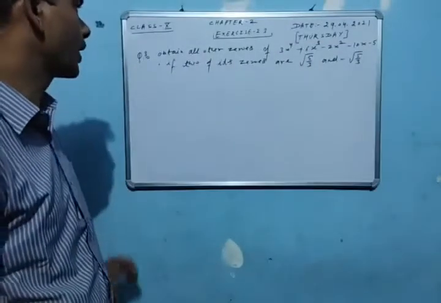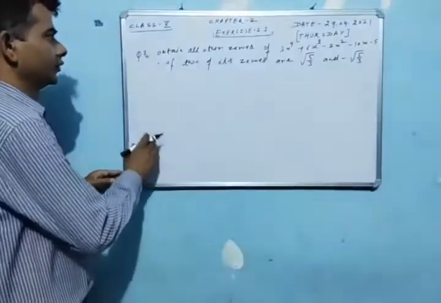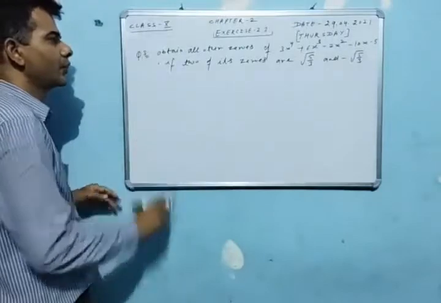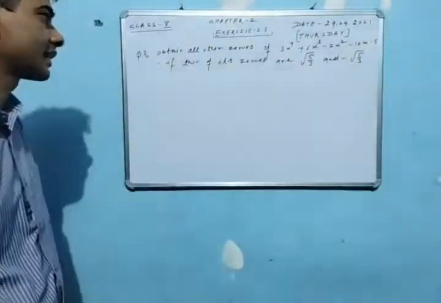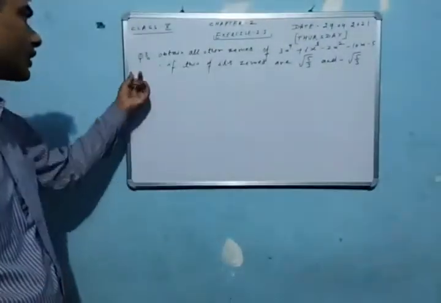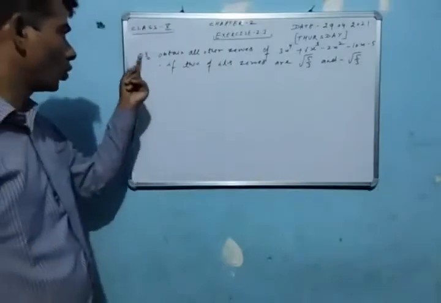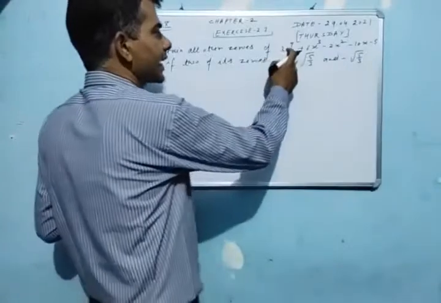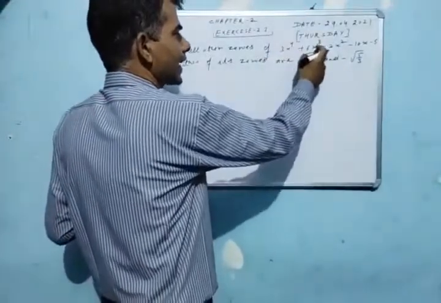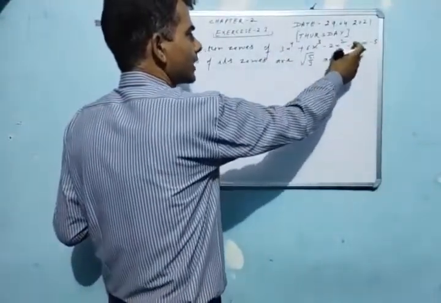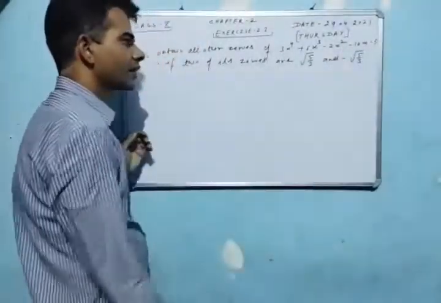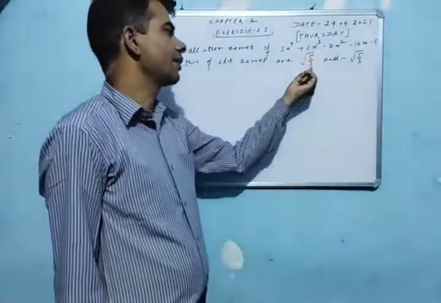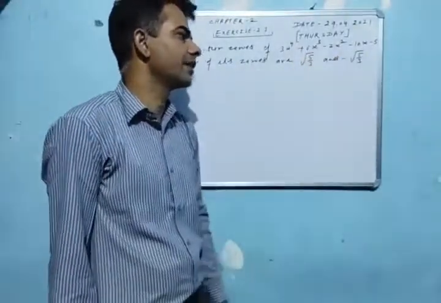Students, in exercise 2.3, question number 3. We have already discussed question number 1 and 2 in the previous class. Now today we will discuss question number 3. Obtain all other zeros of 3x raised to power 4 plus 6x cube minus 2x square minus 10x minus 5, if two of its zeros are root 5 by 3 and minus root 5 by 3.